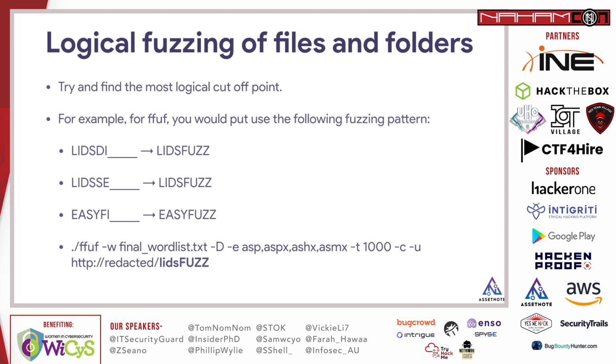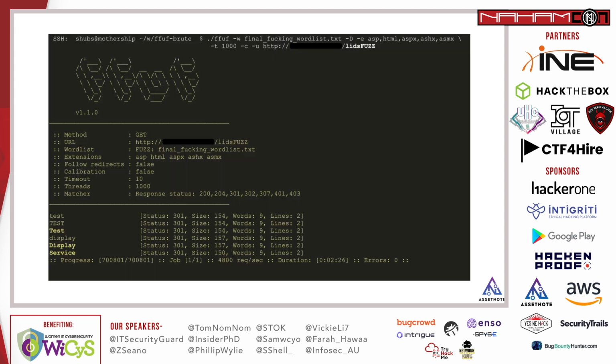So my typical ffuf command might look something like this, where I am fuzzing the remaining characters, and I'm using a prefix, which is LIDS, because I believe that's the common prefix. And that actually leads to some really great results. You can see here that we've detected that the full folder names are lids test, lids display, and lids service. So it doesn't really require you to do pure brute forcing or some crazy technique. It just requires you to logically think about what the partial folder name is and how you can brute force the rest of it, which is what I've done here for this host.